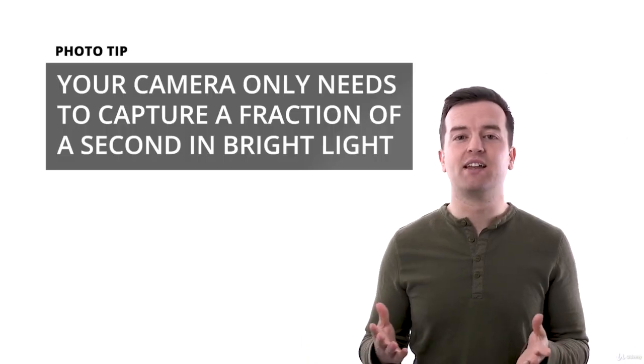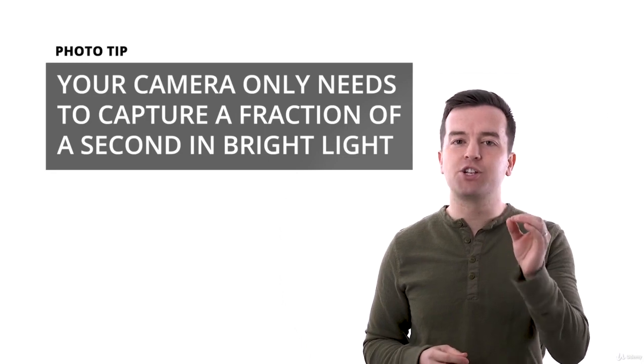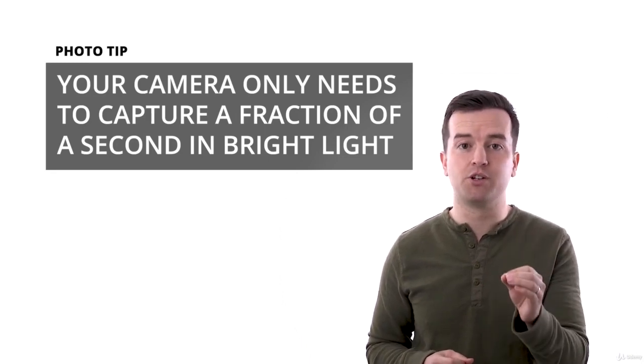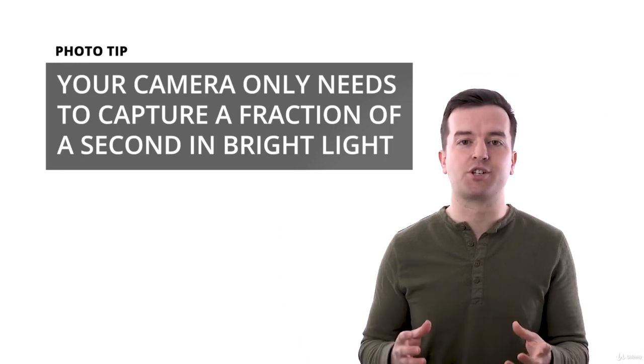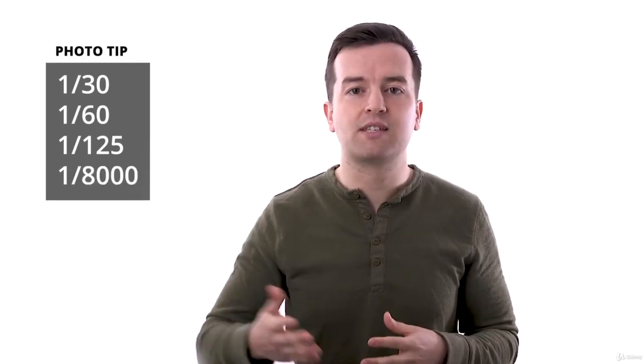In broad daylight, your camera only needs a fraction of a second to capture the image. And that is how shutter speed is represented, as a fraction. 1/30th of a second, 1/60th of a second, 1/125th of a second, all the way up to 1/8000th of a second and beyond. And most cameras can even leave the shutter open for longer times, such as 30 seconds. And with many DSLR and mirrorless cameras, you can shoot at custom shutter speeds, much longer than that.